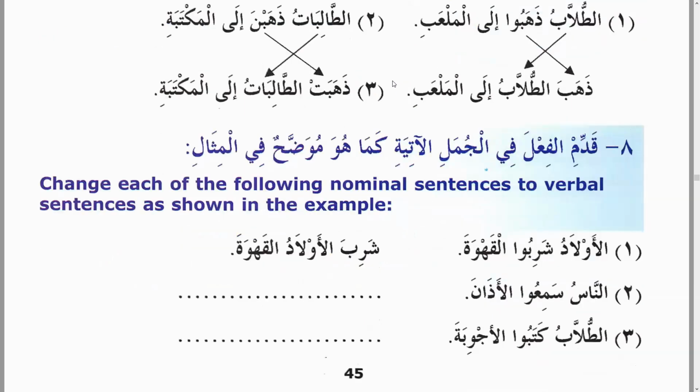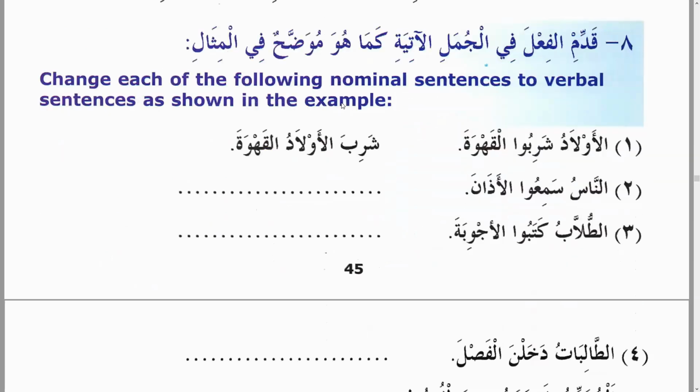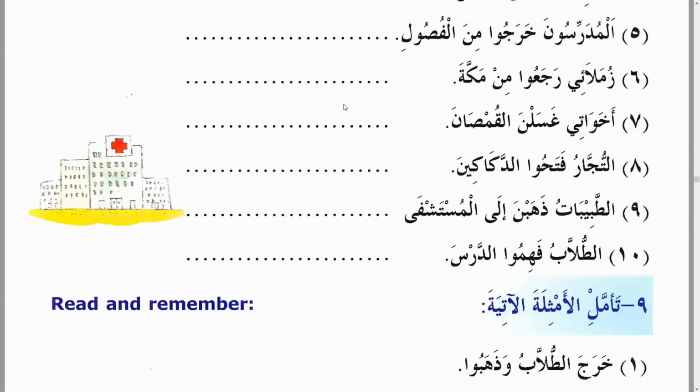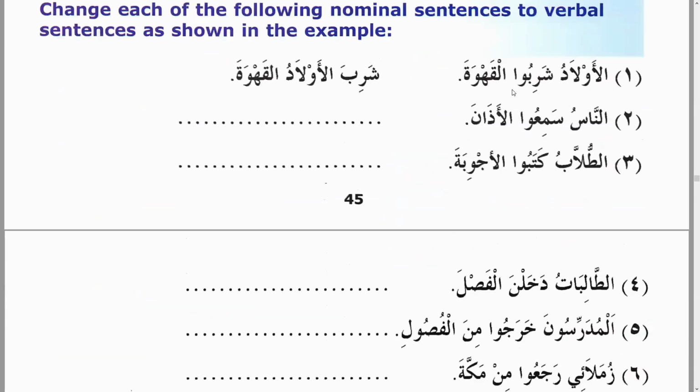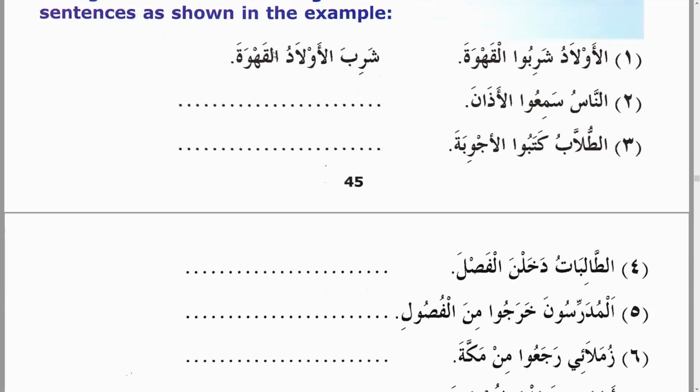So here, next we have to change into the verbal sentence, and we have 10 sentences. Al-awladu sharibu al-qahwata. The boys drank the coffee. So we have to bring this verb first, so we have to use a singular. Sharibal awladul qahwa. Same thing, just that we have to make it singular. What is the singular form? Shariba. The boys drank. The meaning is the same in English, but in Arabic it is different. Sharibal awladu al-qahwata.